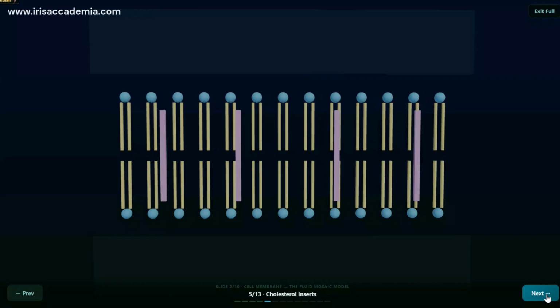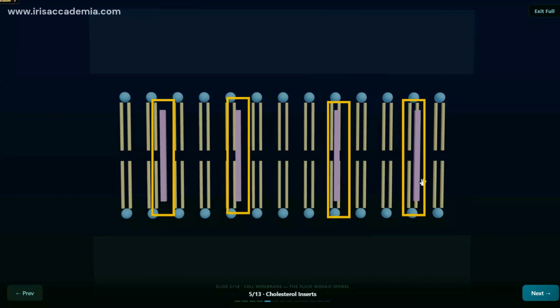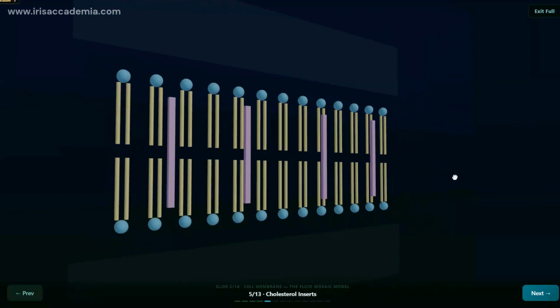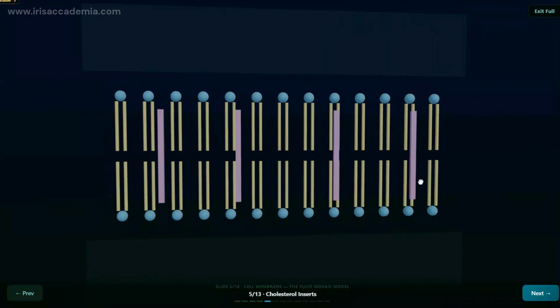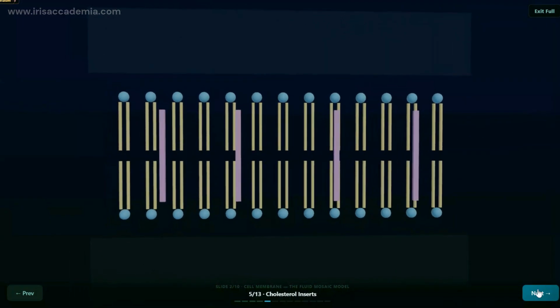Cholesterol molecules, shown in lavender, fit between the phospholipids like spacers. They help buffer membrane fluidity, preventing the membrane from becoming too rigid in low temperatures and too fluid in high temperatures. This stabilizing component is found only in animal cell membranes.